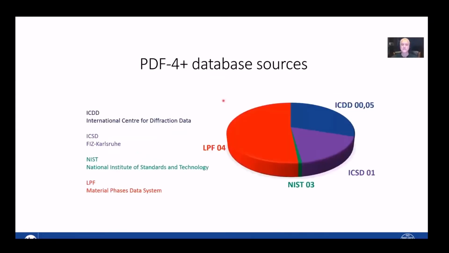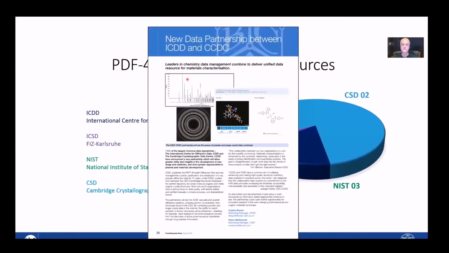In the PDF-4+ database itself, we have ICDD data as part of the database. We also have the Pearson's database as part of PDF-4+. We have NIST data, and we have the Linus Pauling File. All of these databases comprise PDF-4+, so you have the most complete database for powder diffraction ID.